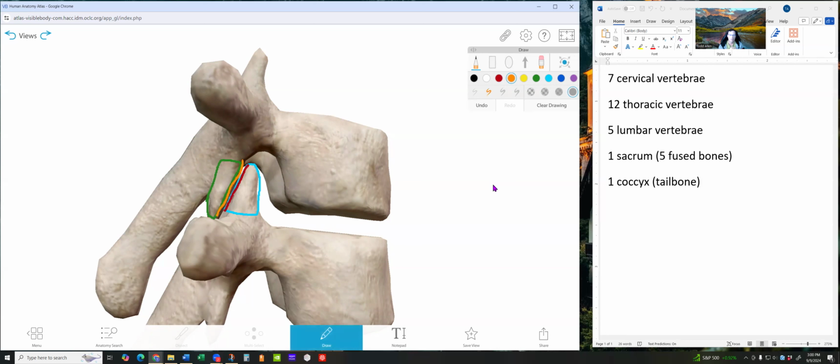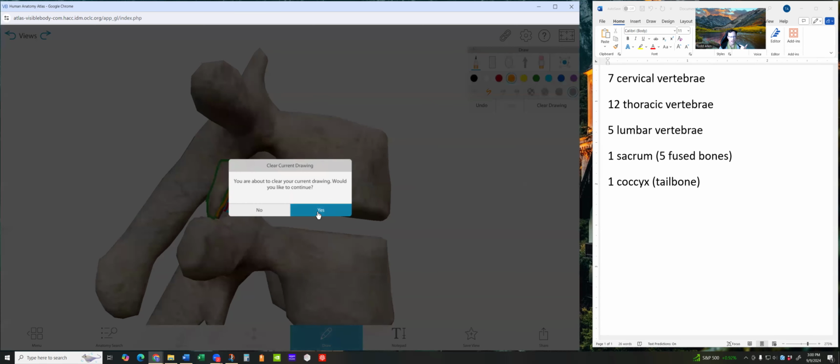Okay? So please spend some time thinking about how these bones come together. Start thinking about the joints, right? Joints are locations where two bones come together. All right. If you have questions about that, please bring it into class. Okay. Next, I'm going to clear the drawing on that.